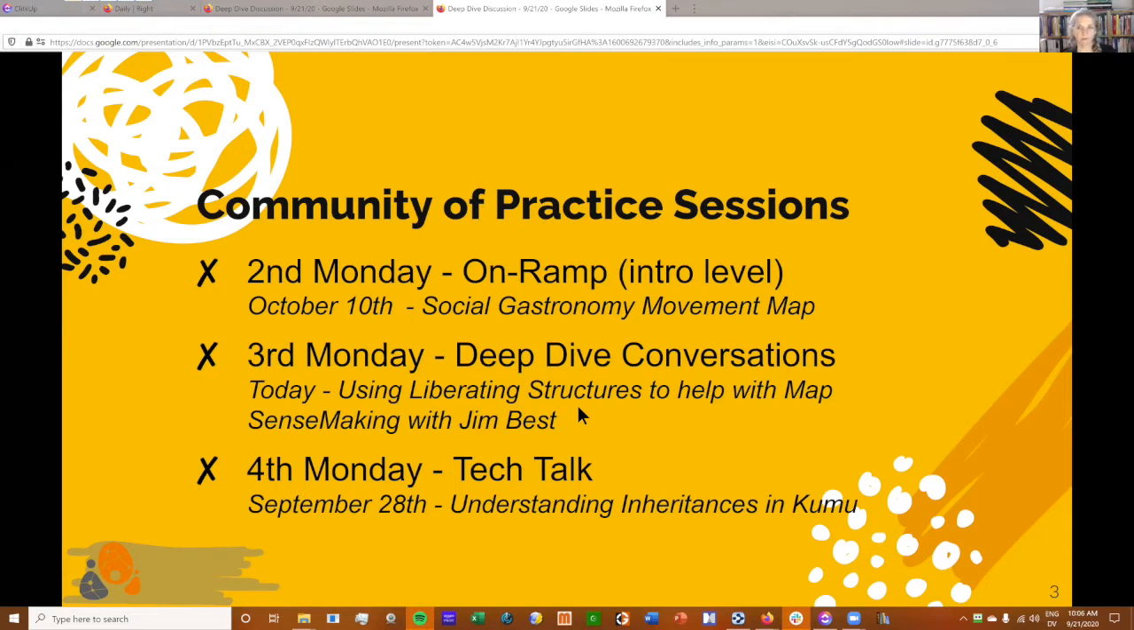If you're not familiar with social system maps, I highly recommend you come to one of those sessions. And it's also great to see other people's maps, even if you are experienced. A lot of us really love seeing one another's maps and learning more about one another's work.